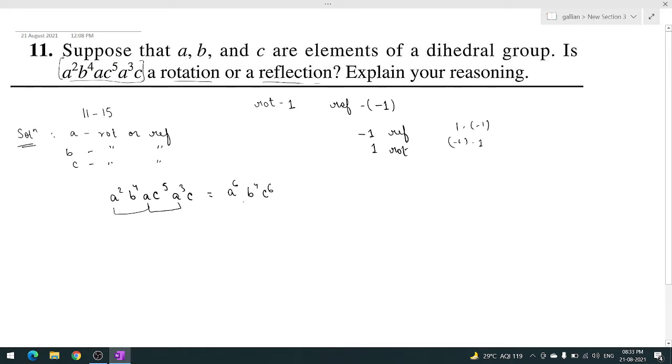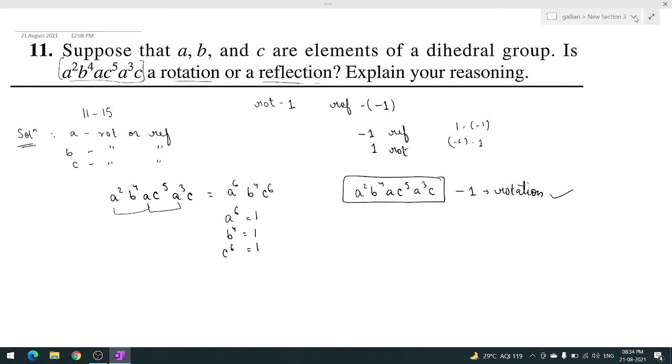Now whether A is a rotation or a reflection, A to the power 6 will give 1. Similarly, B to the power 4 will give 1 and C to the power 6 will give 1. So the complete expression, A squared, B to the power 4, A, C to the power 5, A cubed, C, will always be 1. That is, it will always be a rotation. I hope this is clear to you now. Next, let's move on to the second question.